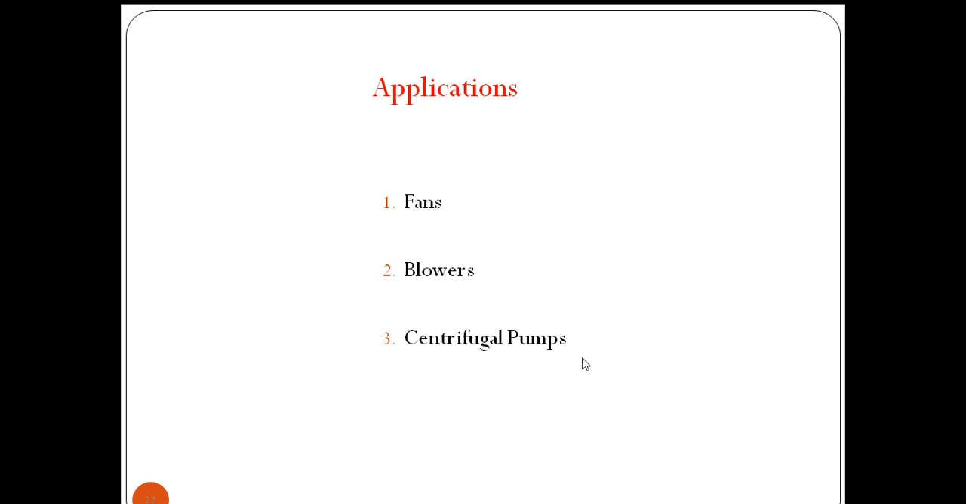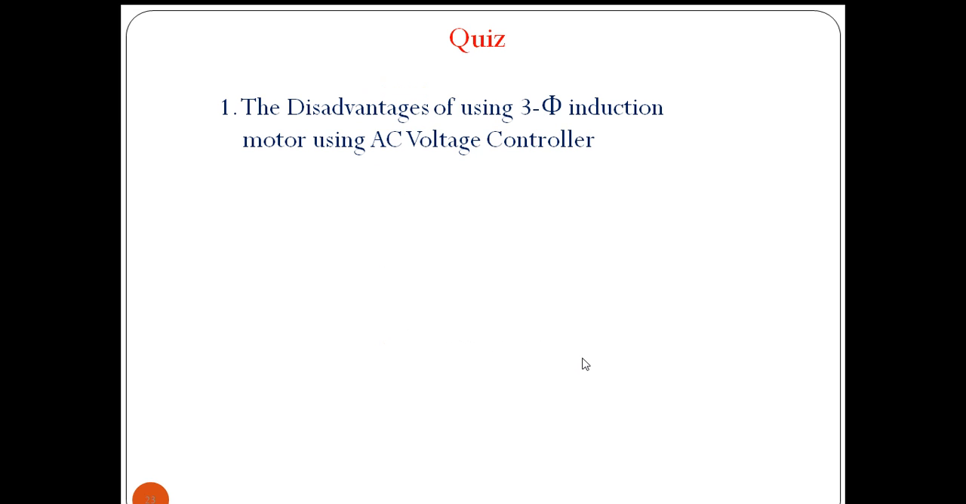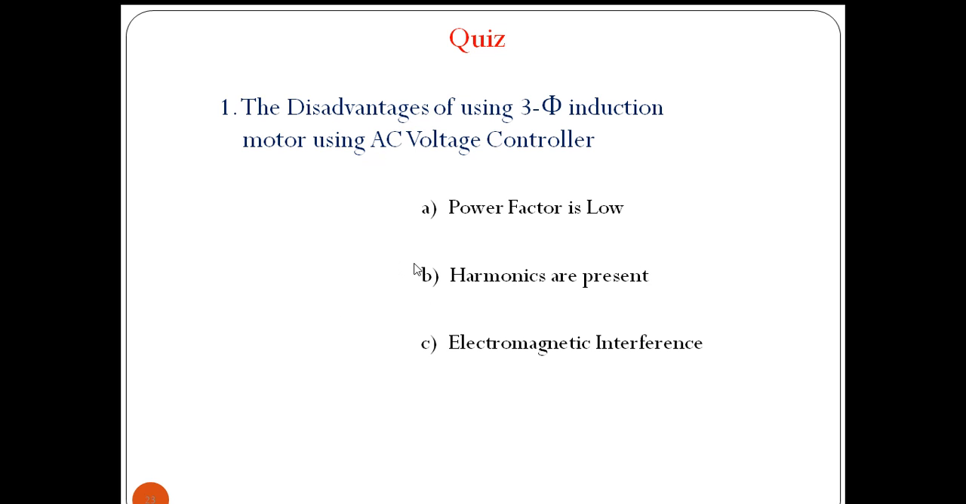In centrifugal pumps we are using this technique of speed control. We will attempt a small quiz on this speed control by using AC voltage controller. The disadvantage of using three-phase induction motor using AC voltage controller is: power factor is low, harmonics are present, it causes electromagnetic interference. Option D, all the above. Just now we have seen all these are the disadvantages, so we will go for option D, all the above.